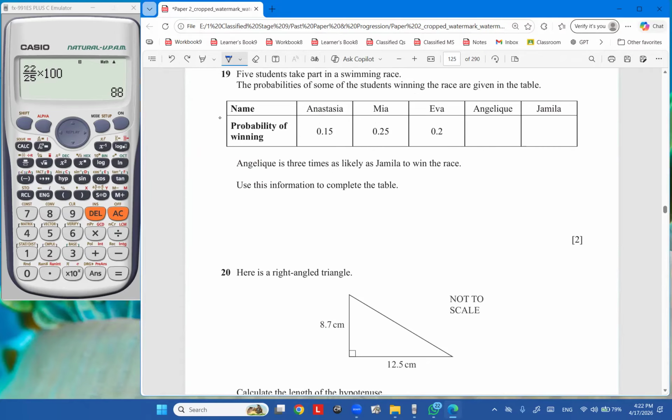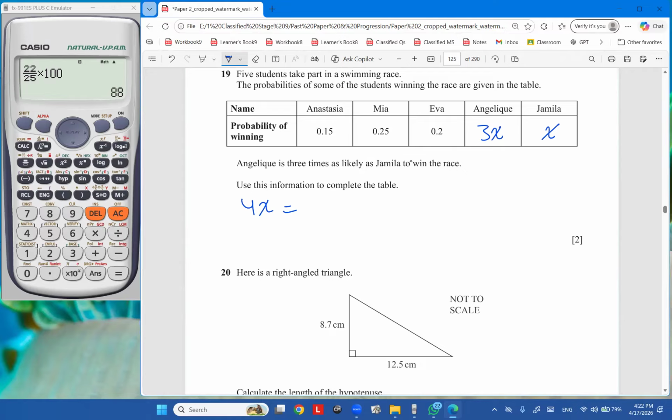They're telling you here that 5 students take part in a swimming race. The probabilities of some of the students winning the race are given in the table for Anastasia, Mia, Eva, Angelique, and Jamila: 0.15, 0.25, 0.2, and they want you to find Angelique and Jamila, knowing that Angelique is 3 times as much as Jamila. So if this is 3x, then this is x. Both of them together are the rest of one whole, because all of them should add up to one whole.